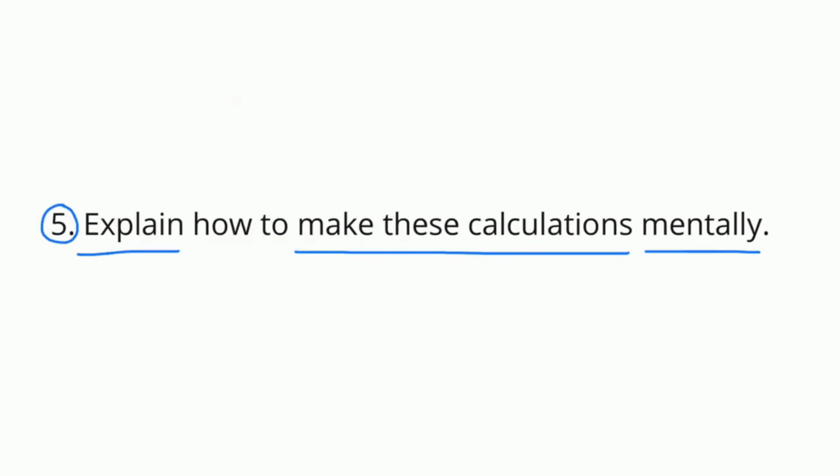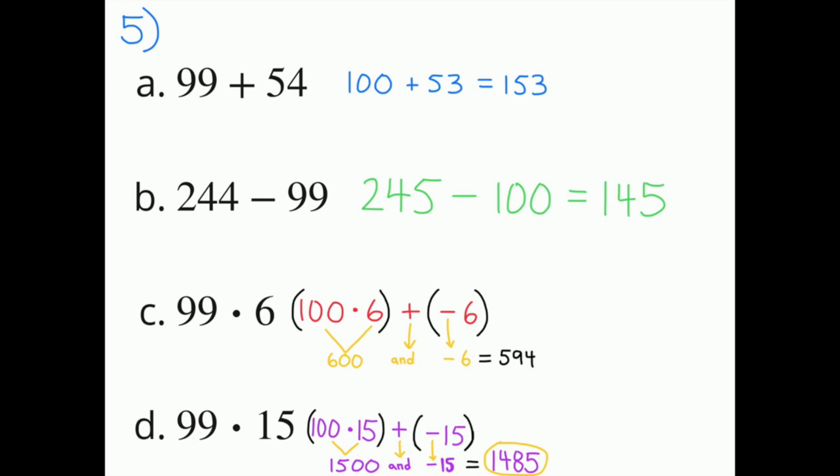Number 5. Explain how to make these calculations mentally. A. 99 plus 54. Well, remember, we're trying to do this mentally so we don't have to use a paper and pencil or a calculator. It's easy to make 99 into 100. You just add 1 from the 54 to 99 and that makes it 100. So now you have 100 plus 53 equals 153.